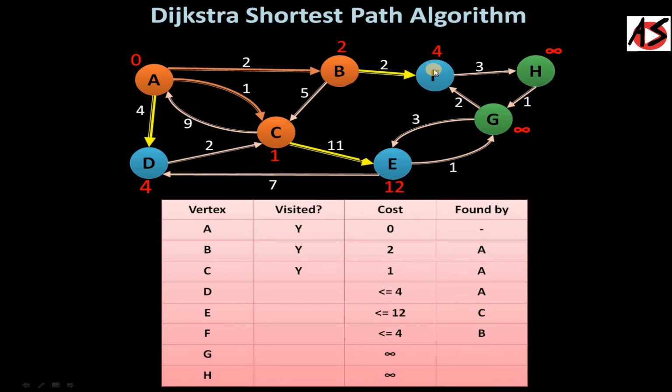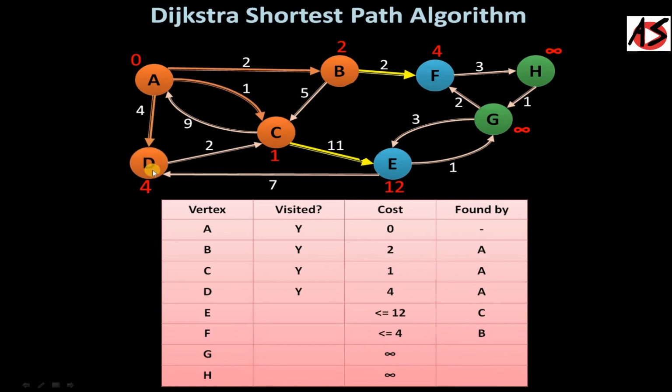So here we can write it as less than or equal to 4. And we have found the node F from B, so we can write it as found by B here. Now from the nodes D, E and F, we will select the minimum cost node, that is D and F here. So we can take any one. Suppose we take D here. So we will mark D as a visited node.